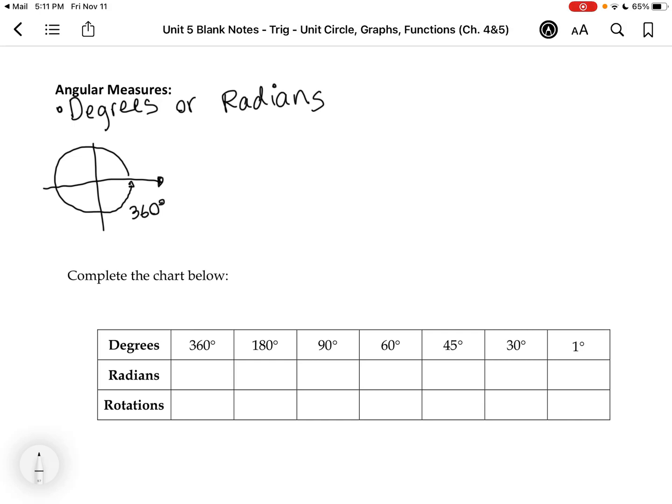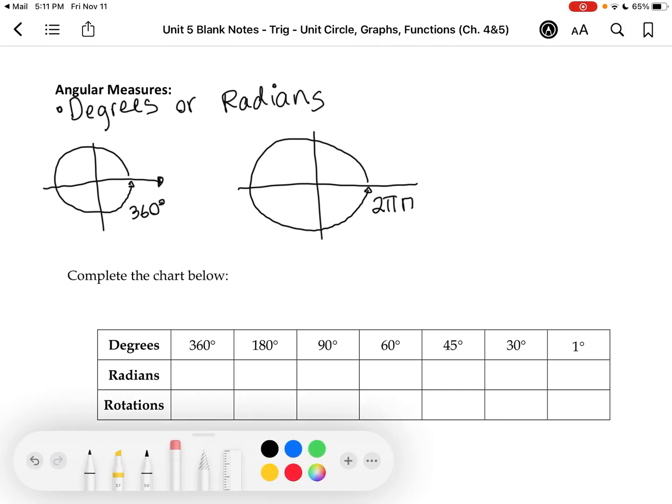Radians are a way to connect the angle measure to the circumference of a circle. So let's say we know circumference is 2 pi times r. One full revolution is 2 pi radians.